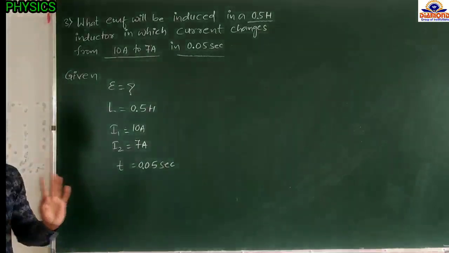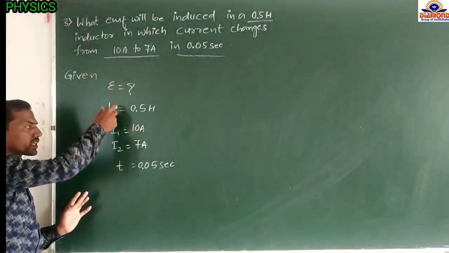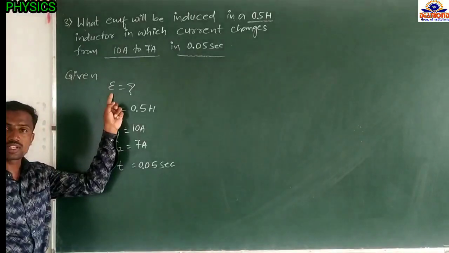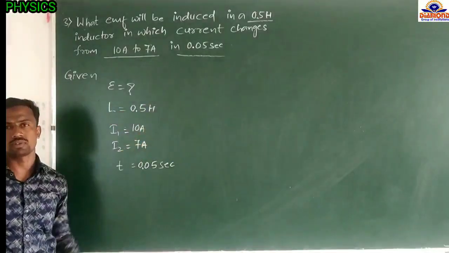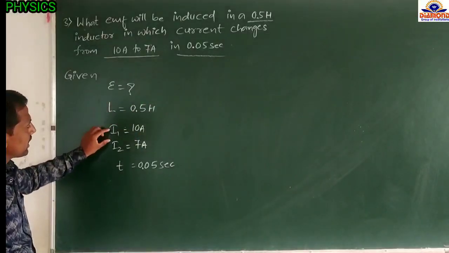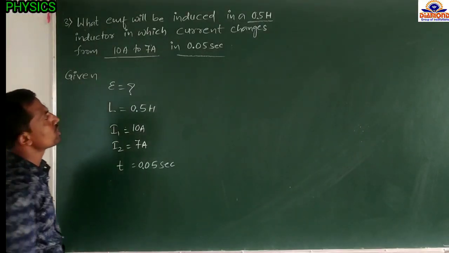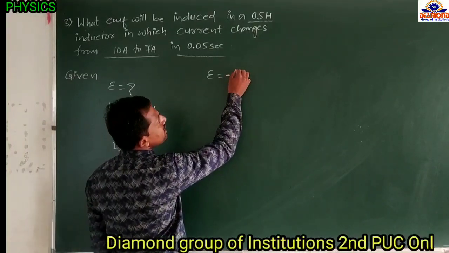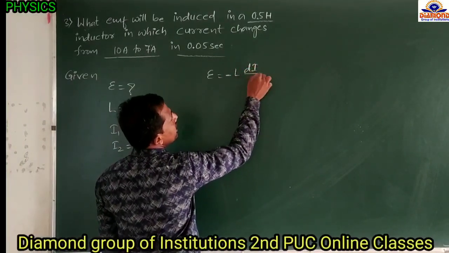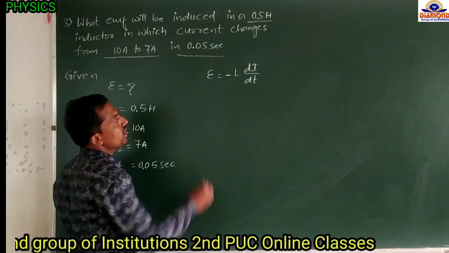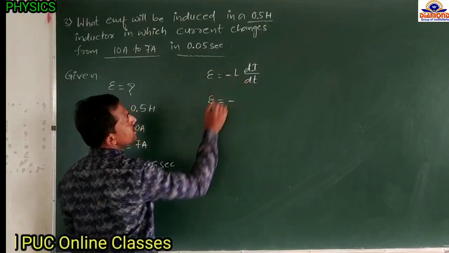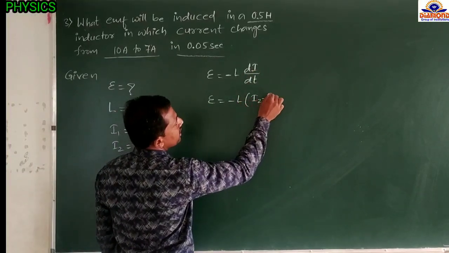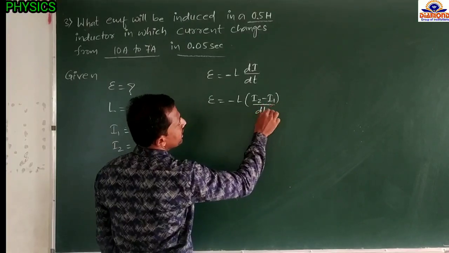हर एक प्रॉब्लम्स में only 3 steps है. First हम given data correct पढ़ना, कौन सा डाटा दिया हम साइड में लिखना. कौन सा वैल्यूज हम कैलकुलेट कर रहे हैं वो लिखना, और suitable formula. Then L is given, I1, I2, time is given. We are calculating induced EMF. Then induced EMF equals, what is the formula in inductor? Minus L di by dt. Change in current means I2 minus I1 by dt.